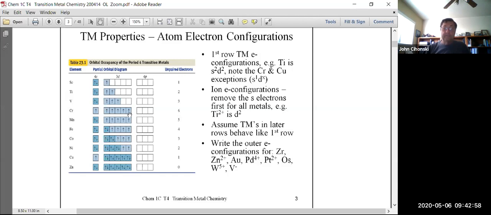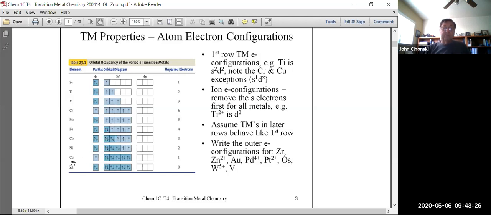All right? Now, once that occurs, then we move on to manganese. Well, we have no choice but to pair up again. So we have 2 electrons in the S, 5 unpaired in the D, and then we continue on with iron, cobalt, nickel, adding an electron. And now we have to pair up, right?